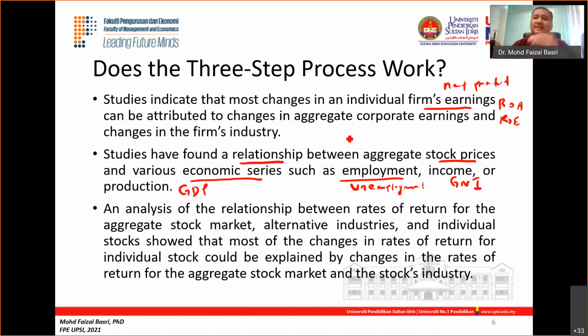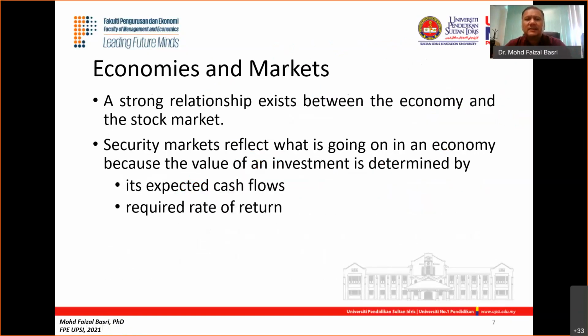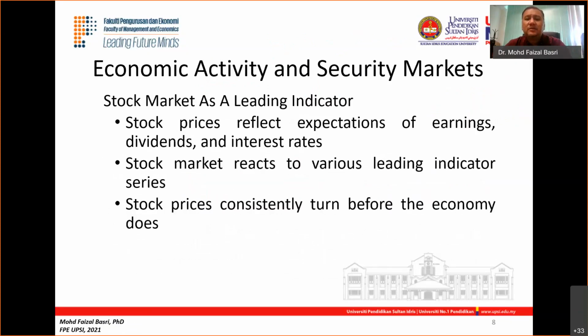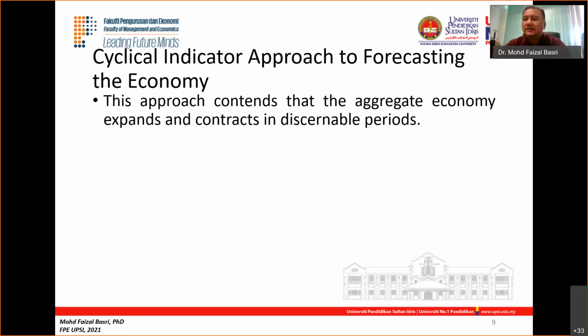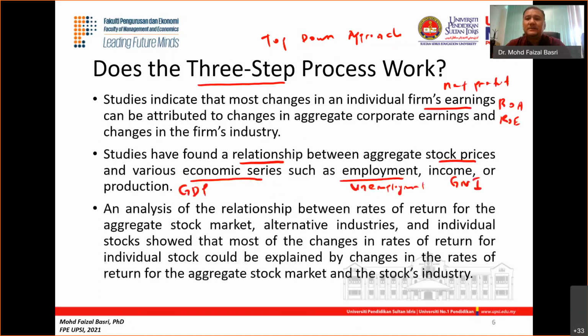So from economic analysis, somehow it will go down to the companies. That's why some believe that the three-step process, which is the top-down approach, is working. You can do this and it might give you better decision making. This one is mostly about economics, so I will not go into detail on every single thing here.